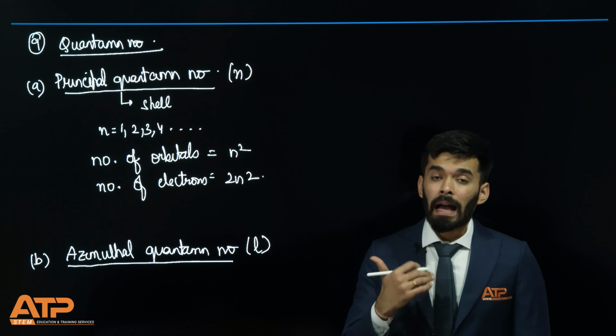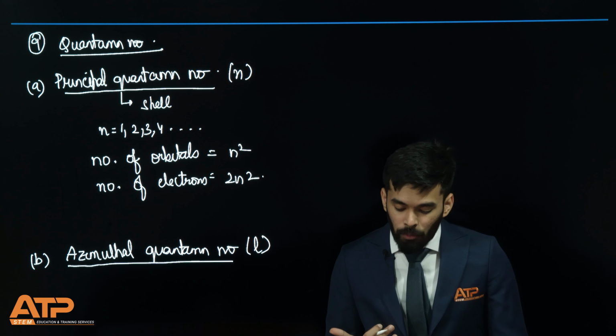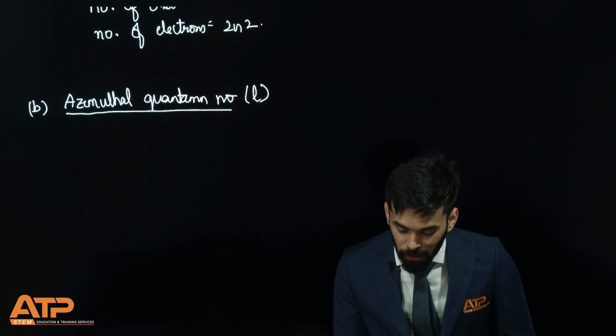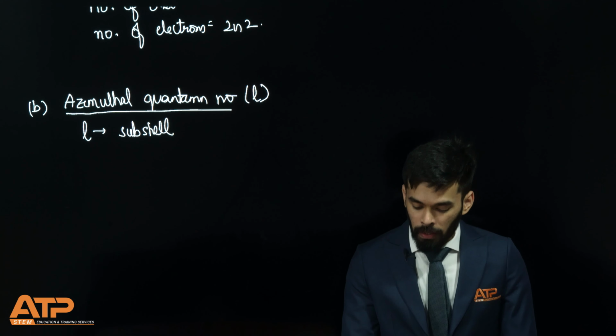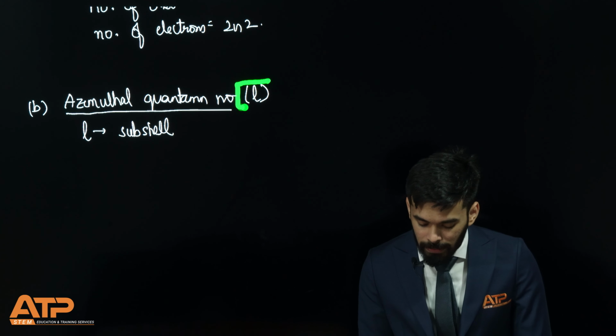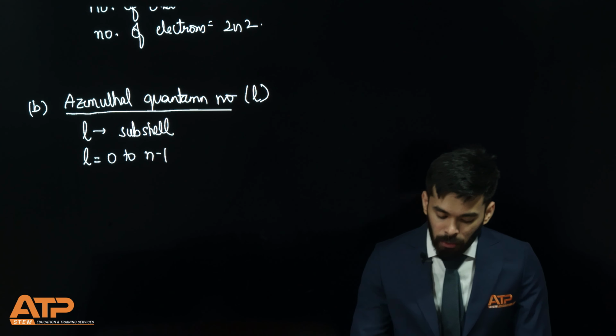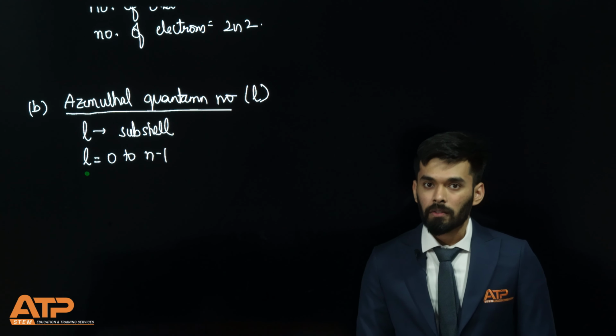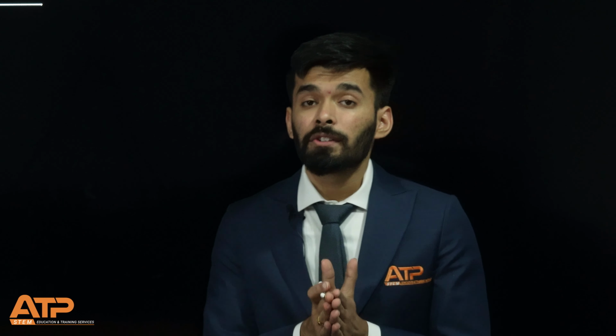Let's move on to the azimuthal quantum number. Azimuthal quantum number gives us the value of subshell. Azimuthal quantum number is represented by L, and its value lies from 0 to n minus 1. For example, if the value of n is 2, then the value of L will be 0 and 1. If the value of n is 3, the value of L will be 0, 1 and 2.